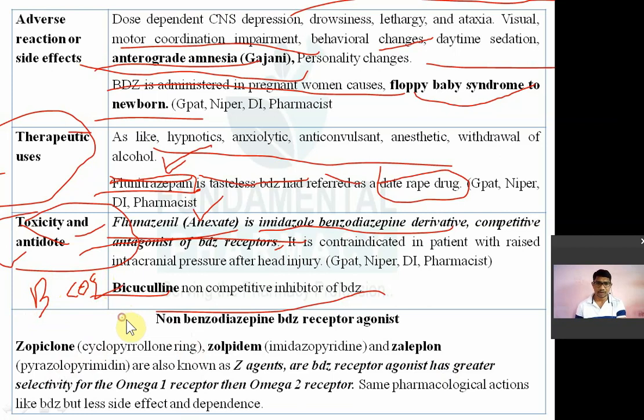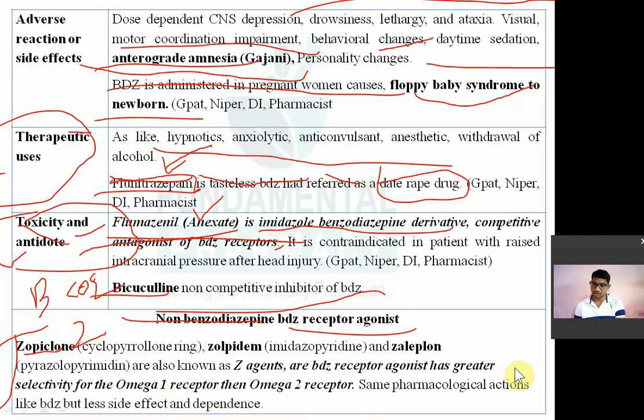Now, non-benzodiazepine receptor agonists. Their structure will not have the benzodiazepine ring, but a different ring, but they act on the same receptor, the benzodiazepine receptor. In this you have the Z kind of drugs. Zopiclone consists of a cyclopyrrolone ring. Then zolpidem has an imidazopyridine ring. Then zaleplon has a pyrazolopyrimidine ring. They are known as Z agents.